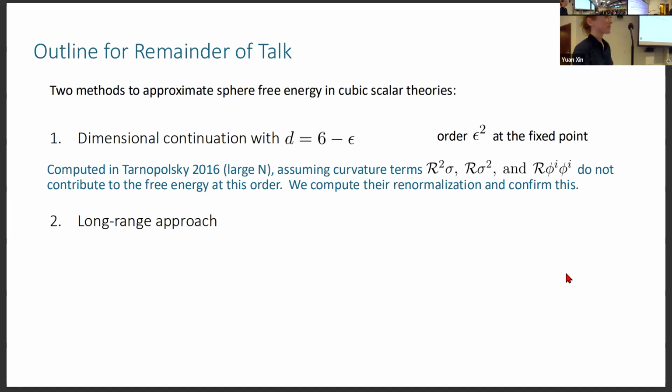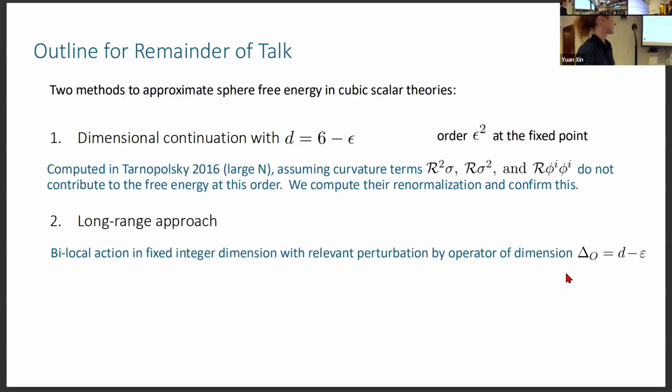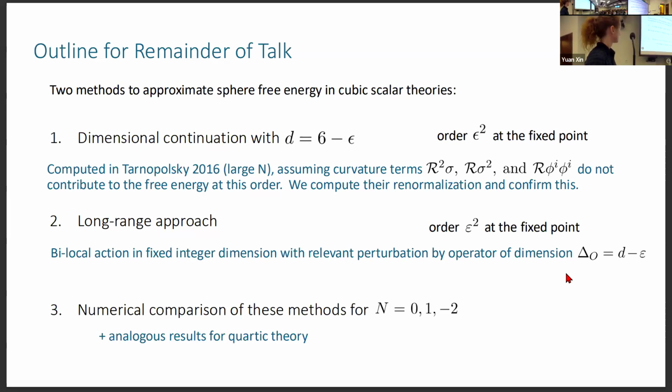And then we also used a long-range approach where we instead considered conformal perturbation theory of a bilocal action. So this is working in a fixed integer dimension with a relevant perturbation by an operator of dimension d minus curly epsilon. So I tried to keep the regular epsilons and the curly epsilons separate to correspond to the 2 approaches. Okay, and then here we also work to order epsilon squared at the fixed point. And then I'll present a numerical comparison of these methods for our 3 non-unitary cases of interest, and then some analogous results just in the usual quartic theory.